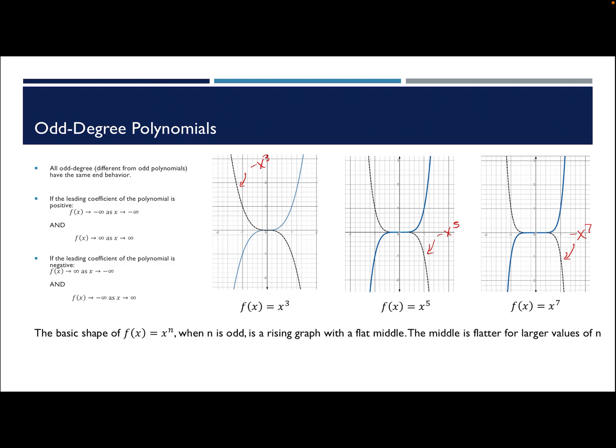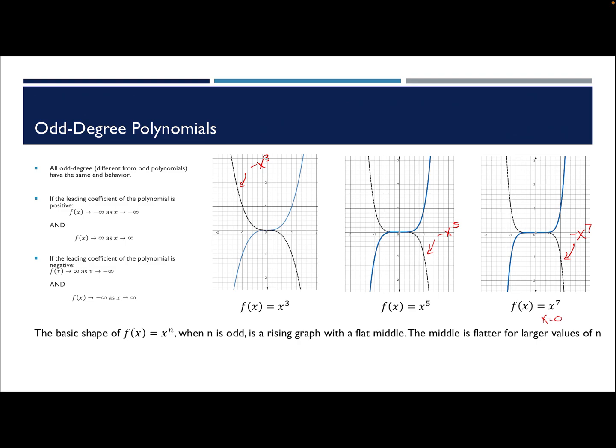And you can see again that since in this case x equals 0 is the 0 for all of those functions, at that 0 value, the exponent of 7 is going to make that graph flatten, and that's going to happen at any point where you have a multiplicity greater than 1. The graph is going to flatten at that value.